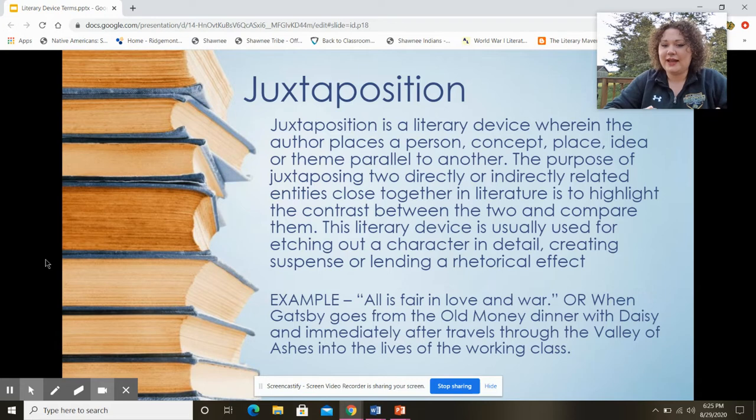Or if we're connecting to Great Gatsby, when Gatsby goes from the old money dinner that he has with Tom and Daisy towards the beginning of the book, and then right after that, he travels through the Valley of Ashes and meets Myrtle.